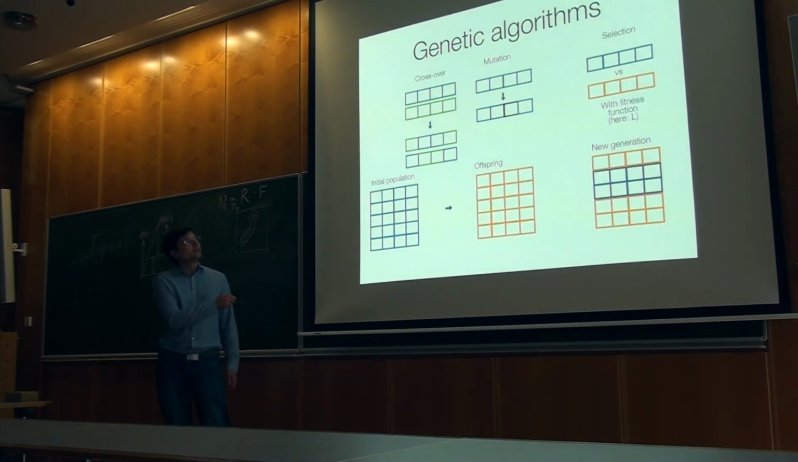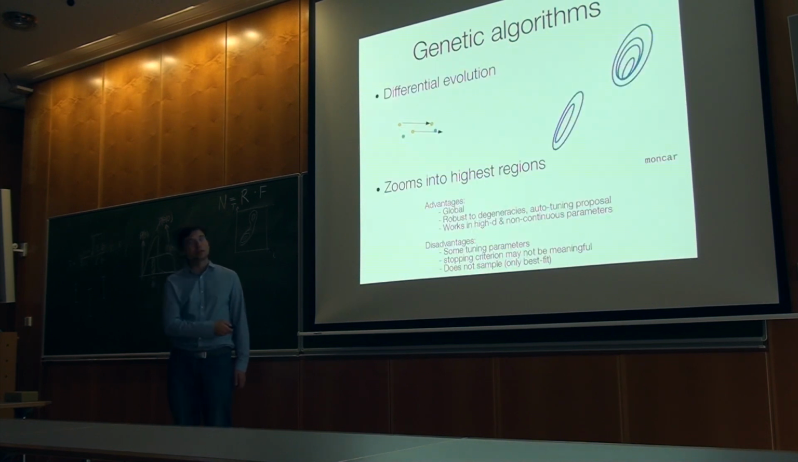There are many ways to specify each of those steps. One particularly efficient way to specify this crossover mutation step is differential evolution, where you take three individuals, and you take the parameter vector between this one and that one, and you add it to that one. So you translate this vector, add it to that one, and make an offspring of that one in this direction. You can vary the length, but that's the idea.